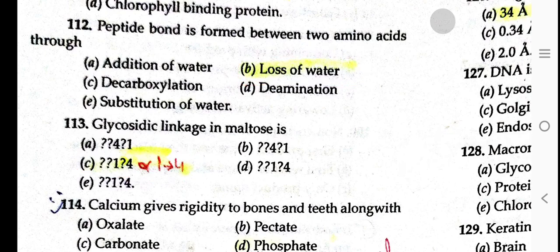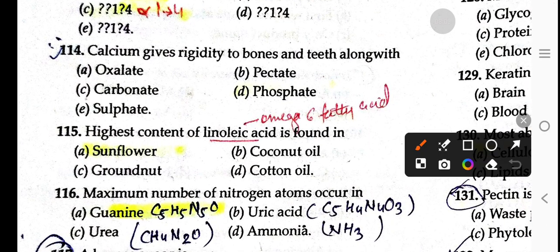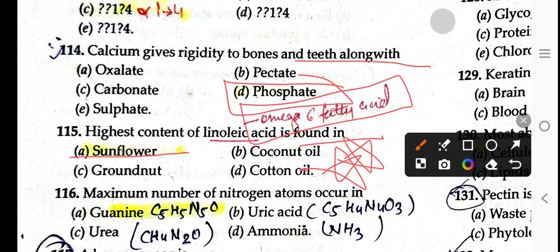Next, calcium gives rigidity to bones and teeth along with the phosphate. So both of these are required for the bones and teeth. The highest content of linoleic acid is found in sunflower. Very important. Linoleic acid is also called omega 6 fatty acid, which is very important for good health.